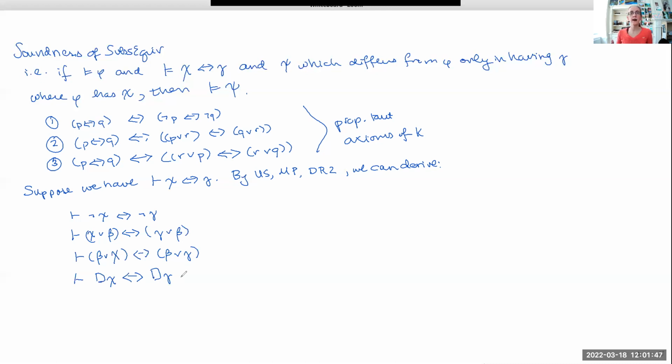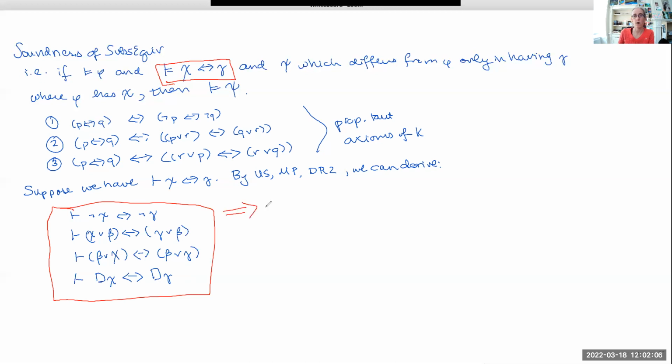Now, because these are just derived using uniform substitution, modus ponens, and derived rule 2, they are all sound. And therefore, we know that if this is in fact a tautology, that all of these are going to be valid as well. So we can just go like this by earlier soundness results.